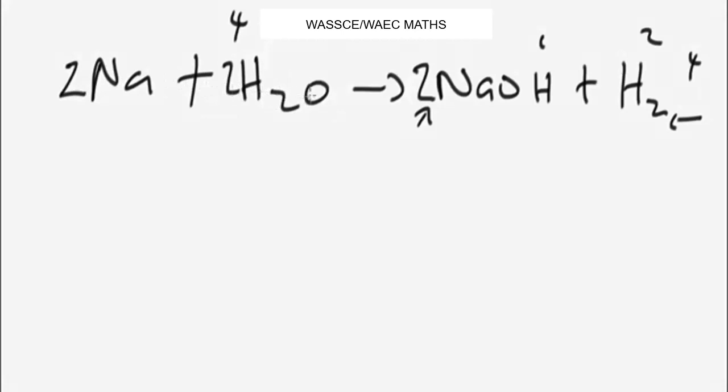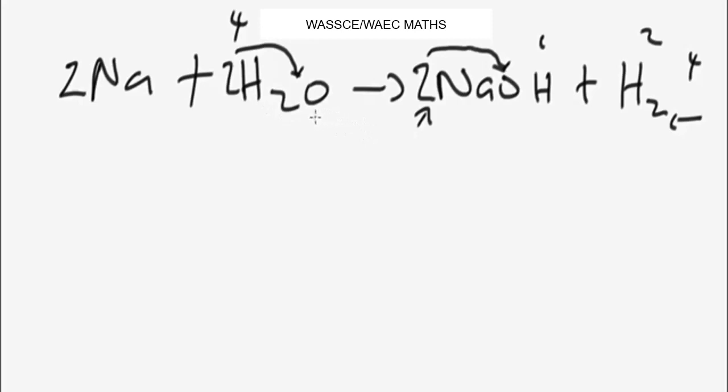What of oxygen? We have 2 atoms of oxygen because this 2 here is affecting this oxygen here. So we have 2 atoms of oxygen and we also have 2 here, because this 2 is also affecting this oxygen here. So this equation is now balanced. So this is what you have when sodium reacts with water.